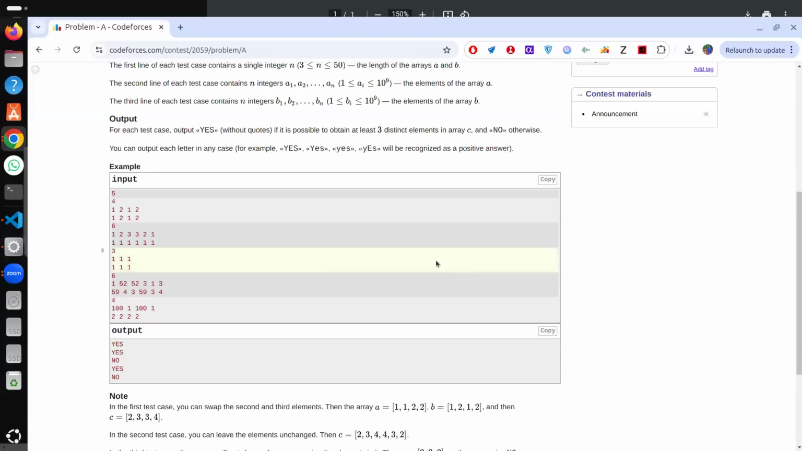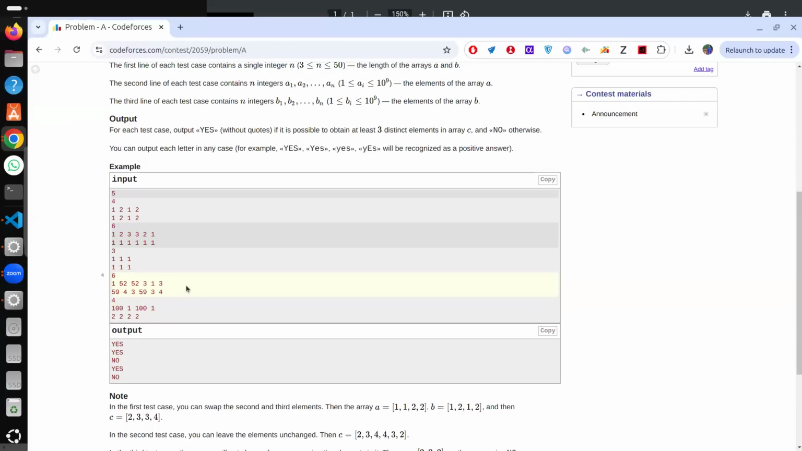Now let us look at another sample, which is, let's say this one. In this case, you can observe that the array B contains all of the same elements. So if you rearrange the elements of A however you like, it won't make any difference because the array C will contain 102 and 101, maybe in different order, but it will contain only those numbers, right? So that's why the answer is no.